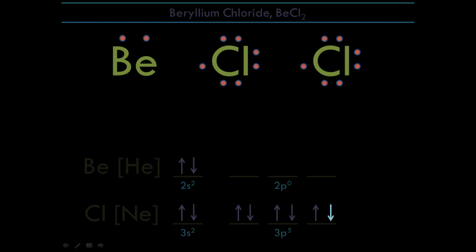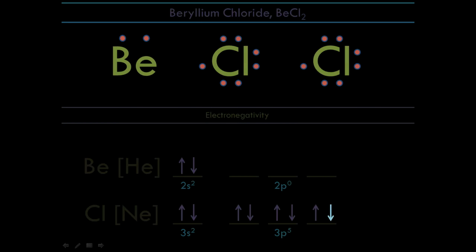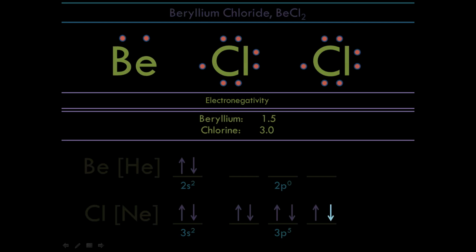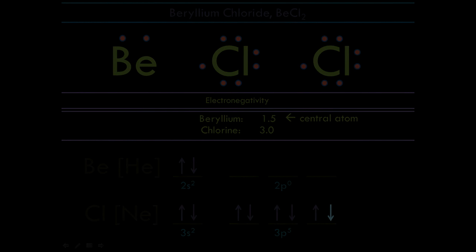So there's one atom that binds it together. That is what we call the central atom. In choosing a central atom, we base it on the electronegativity of these elements. This is the electronegativity of each. For beryllium, it's 1.5. For chlorine, it's 3.0. The one with the lower electronegativity is chosen as the central atom.